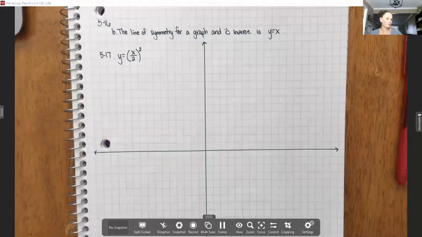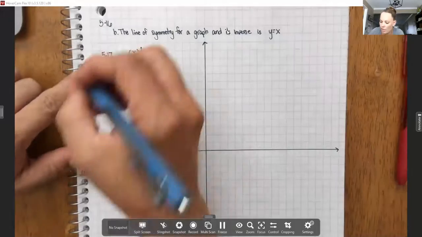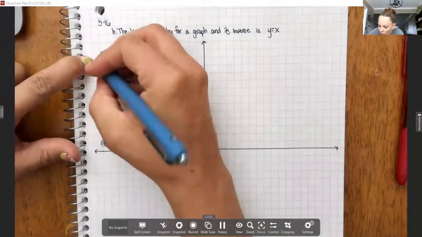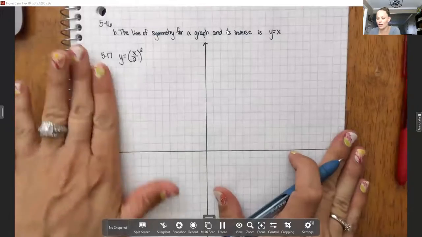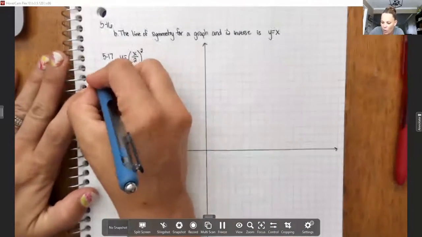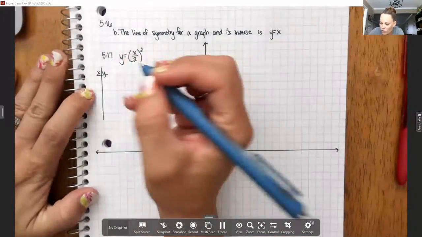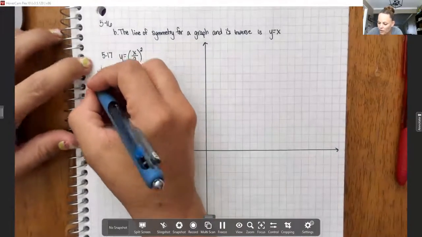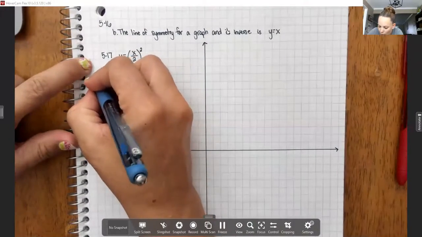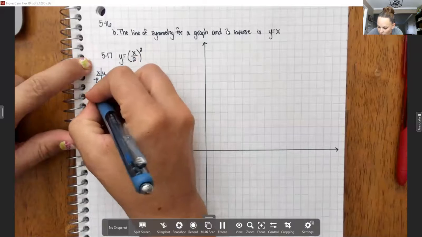So off to the side, I am going to make a little table. And I'm not going to use it to make my inverse. I want to avoid that, but I want to figure out where these points go. I'm going to also count by even numbers.